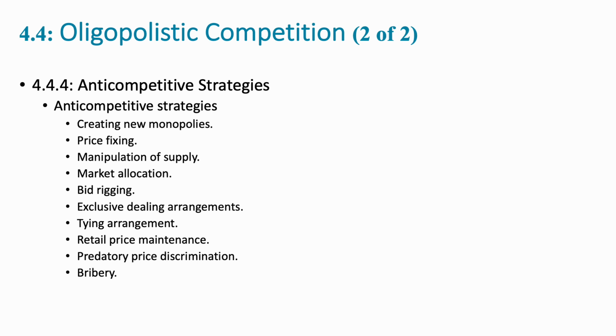So the goal is you have to set the price here, otherwise I'm not going to sell to you. Predatory price discrimination, where the seller charges different prices to different buyers for the same good. So, in this market, I'm going to charge more. In this market, I charge less.